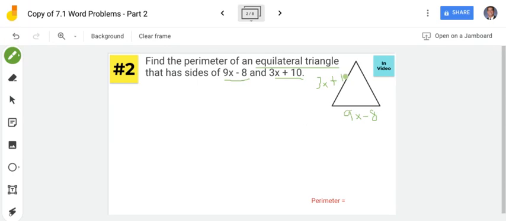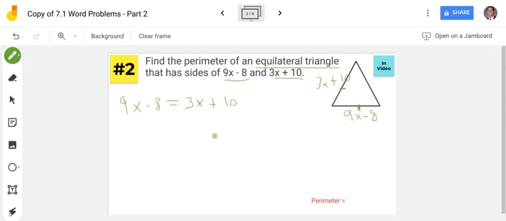Okay, and because we know all sides are the same, we can set this side length equal to this side length, because every side length is the same. And so let's set our equation up. We would go 9x minus 8 is equal to 3x plus 10, right? Because all the sides are equal.